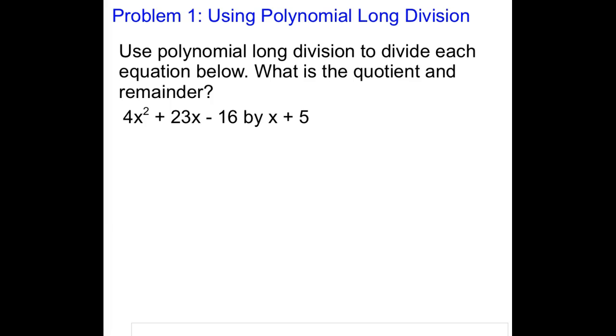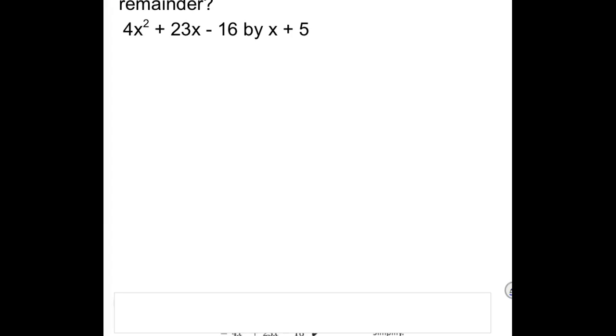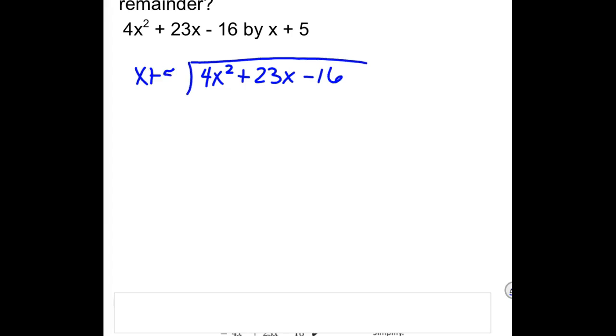All right. So we are going to take 4x squared plus 23x minus 16, and we are going to divide it by x plus 5. Am I missing any terms in this one? No? Okay. Remember, our process is to take the first term divided by the first term. So what do we get if we take 4x squared and just divide out an x? Okay. The 4x is going to go up on top.